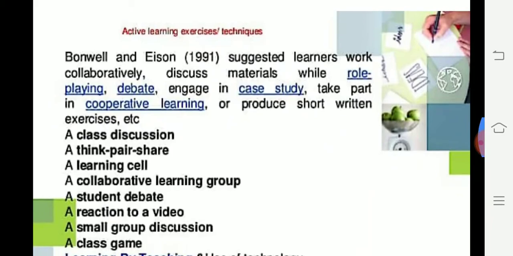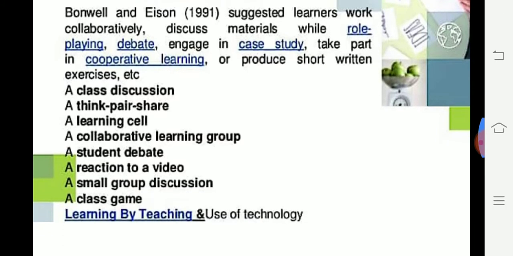Active learning exercises and techniques. Bonwell and Eison 1991 suggested learners work collaboratively, discuss materials while role playing, debate, engage in case study, take part in cooperative learning or produce short written exercises, etc.